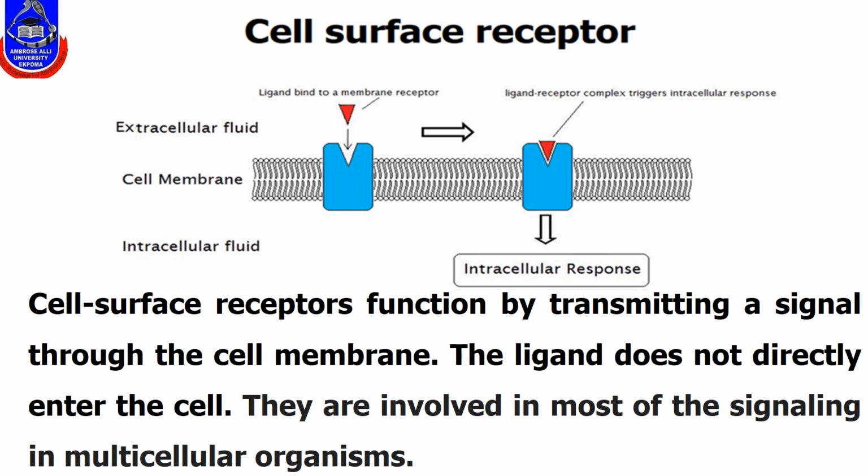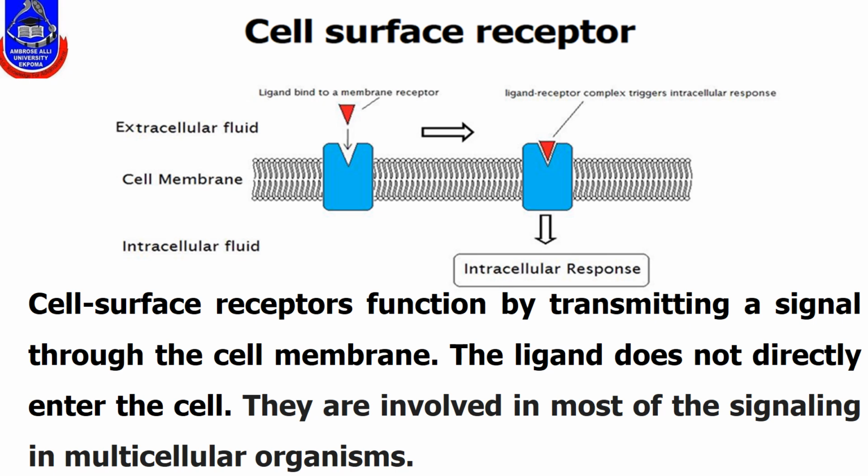Now, the surface receptor or cell surface receptor. You can see the diagram above has depicted the picture of a cell surface receptor. It is a transmembrane receptor. You can see it is cutting across the cell membrane, with the groove there for the binding of ligand.